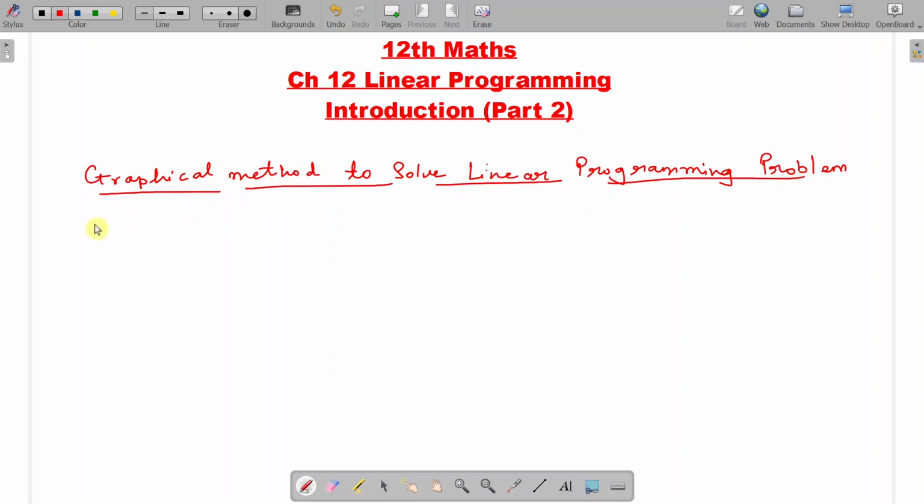So first of all we will consider a linear programming problem. So consider the following linear programming problem.